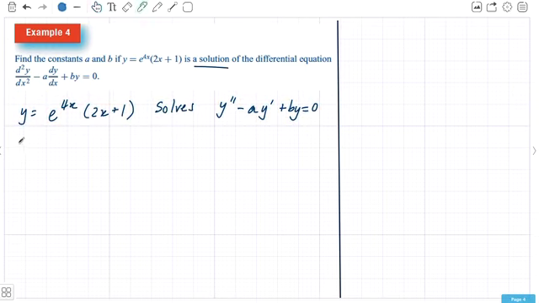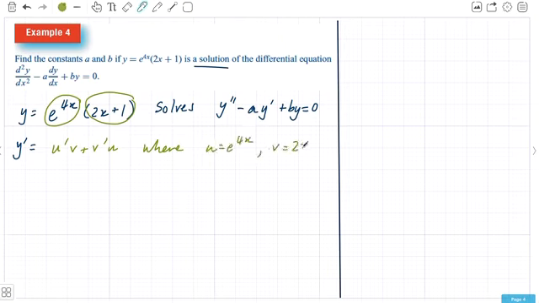Okay, so what I'm going to do here is, first of all, differentiate. Because this is really two functions multiplied together, it's going to be product rule. So let u = e^(4x), v = 2x + 1, u' = 4e^(4x), v' = 2. The derivative of 2x + 1 is 2.